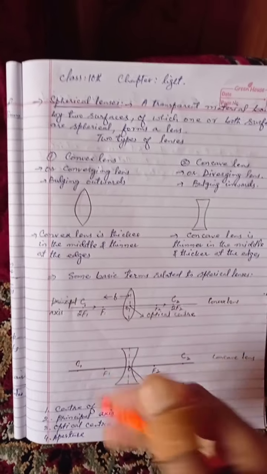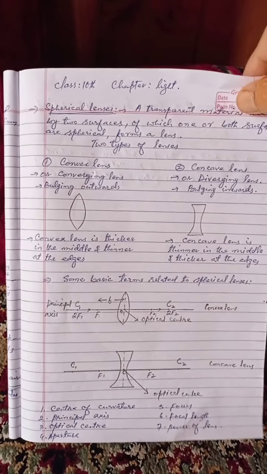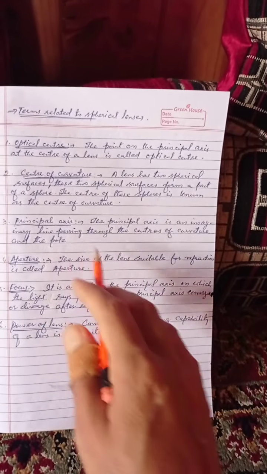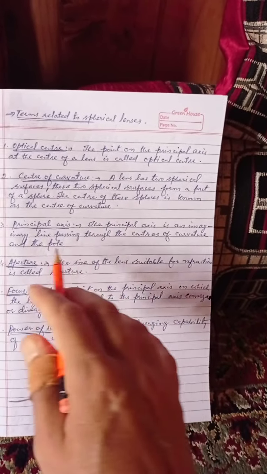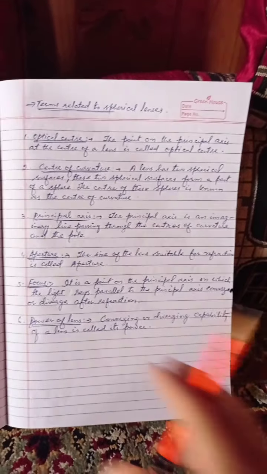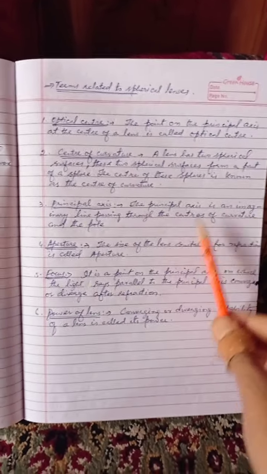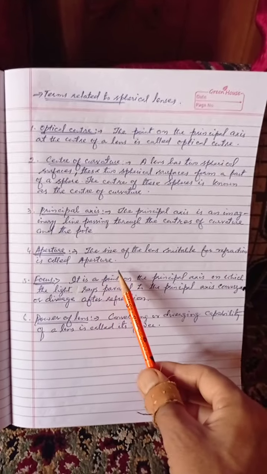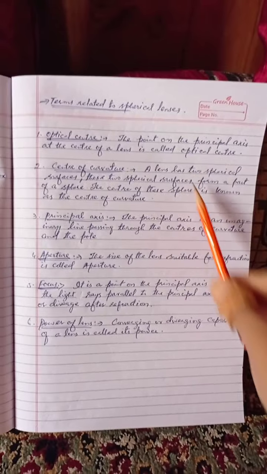You got it here? Both lenses and spherical mirrors have a center of curvature. So what's the principal axis? It's a line passing through the center of curvature and the pole of the lens, or we can say a straight line passing through the center of curvature and the optical center of the lens. One more term associated with it is aperture. Aperture means size. What is the size of the lens? The size of the lens suitable for refraction is called its aperture, as in the case of mirrors, where the size of the mirror is called its aperture.